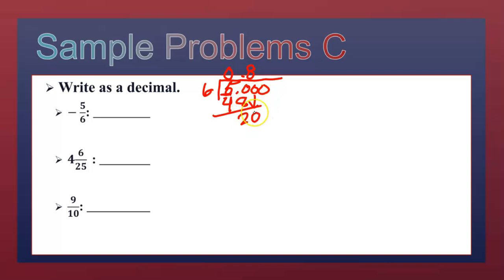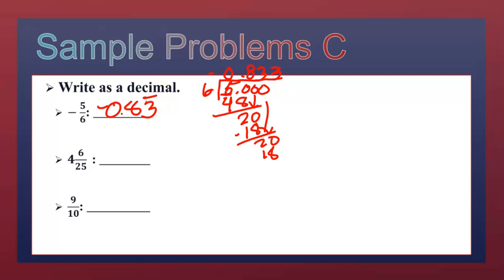Bring down the 0. 6 goes into 20 3 times. 6 times 3 is 18. Subtract below, you get a 2. Bring down the 0. 20. So we just had that 20. We said it went in there 3 times, and it's just repeating that. So the 3 repeats. So the answer would be negative because I had a negative in here. 0.83 with the bar over the 3 because the 3 repeats.